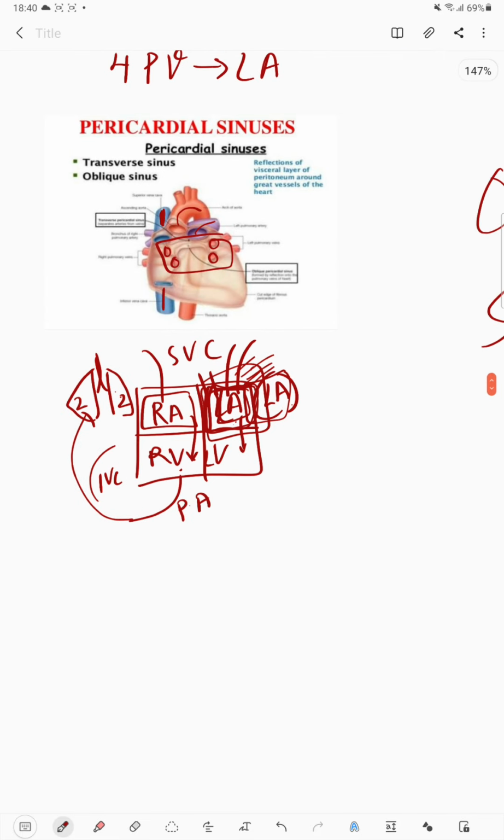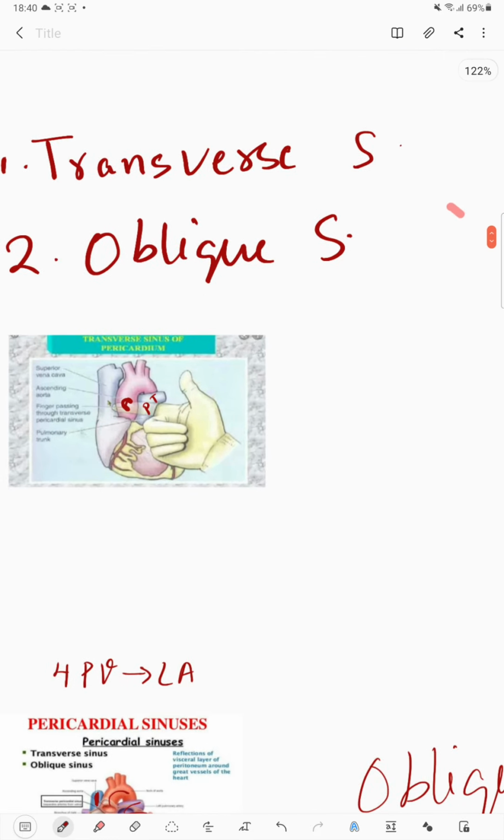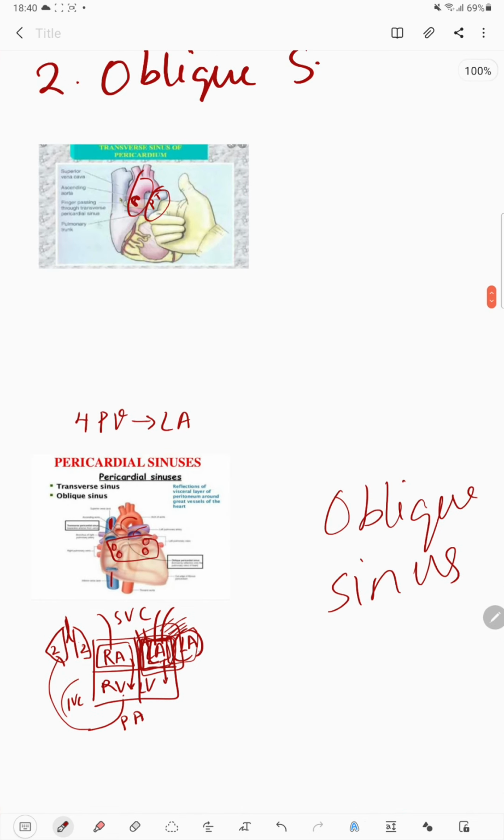All right, now I'll ask you a question. What can you find in front of the transverse sinus? So I told you, what is it? Yes, in front of the transverse sinus, you can find the aorta and the pulmonary trunk, right? Okay, so that's all about the sinuses.